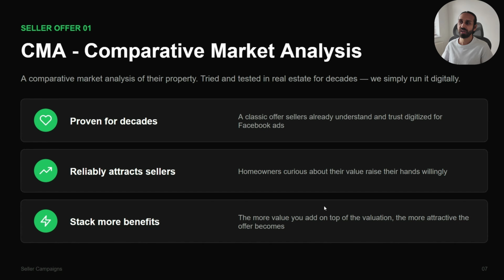And you can differentiate this by adding more value on top of the valuation to make the offer more attractive as well. So maybe you want to offer an ebook, for example, going through the 7 top mistakes sellers make when selling. And now you've differentiated yourself from other people running that same ad. And that way you will outcompete them as well.